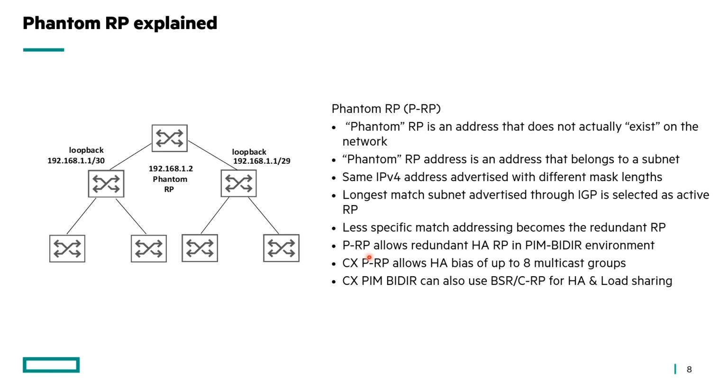Now, the Phantom RP allows us to have HA RP in a PIM bidirectional environment. We also can have a HA bias of up to 8 multicast groups too, and we can allocate specific multicast groups to this set, and maybe we can create another set and align multicast groups to that set. So that's what that's talking about. And then finally, just to be clear, the CX PIM BIDIR can also use a BSR and candidate RP for HA and load sharing too, which we'll cover in configurations later.